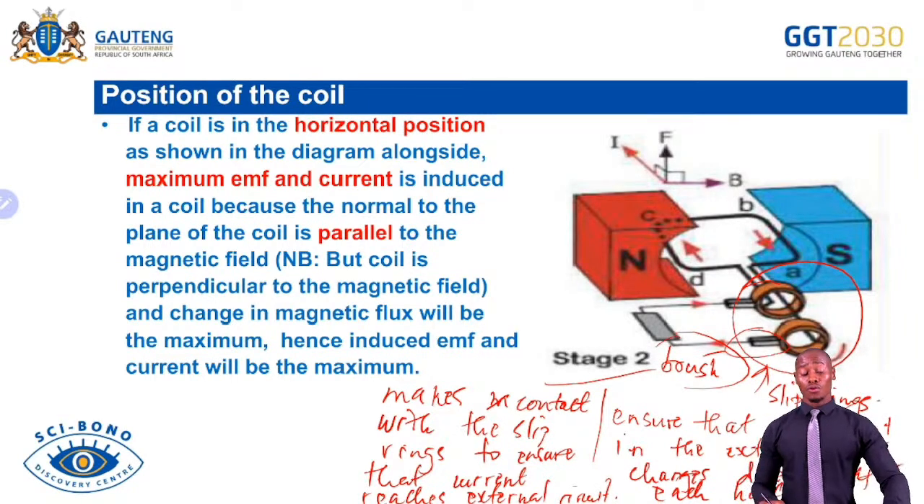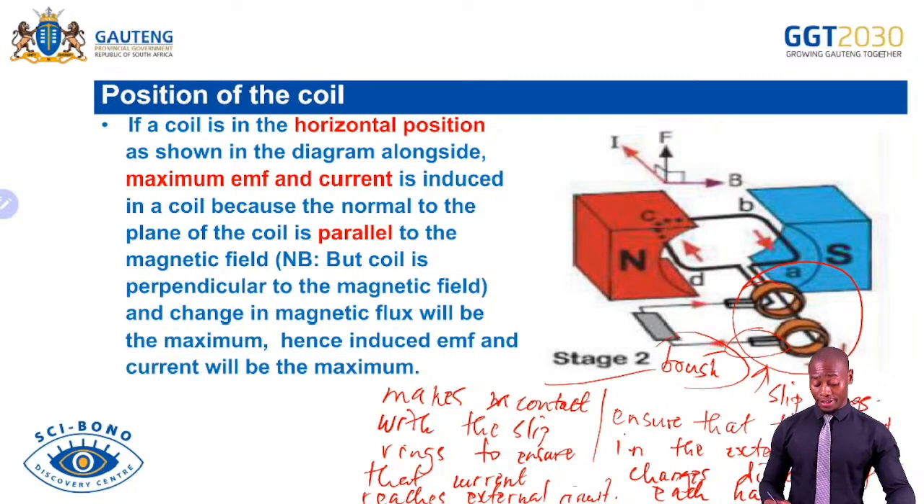So you have the slip rings, which ensure that the current in the external circuit changes direction after each half turn. And then the brushes make contact with the slip rings to ensure that the current that is induced in the coil also reaches the external circuit. So that is the function of the brushes. You should know that, learners.